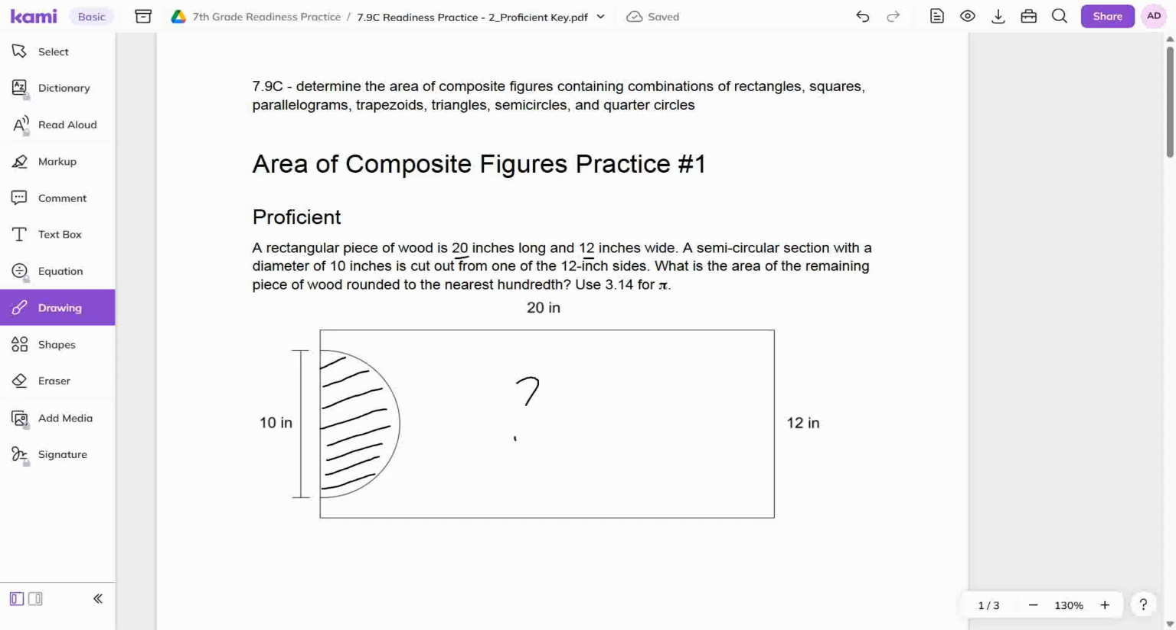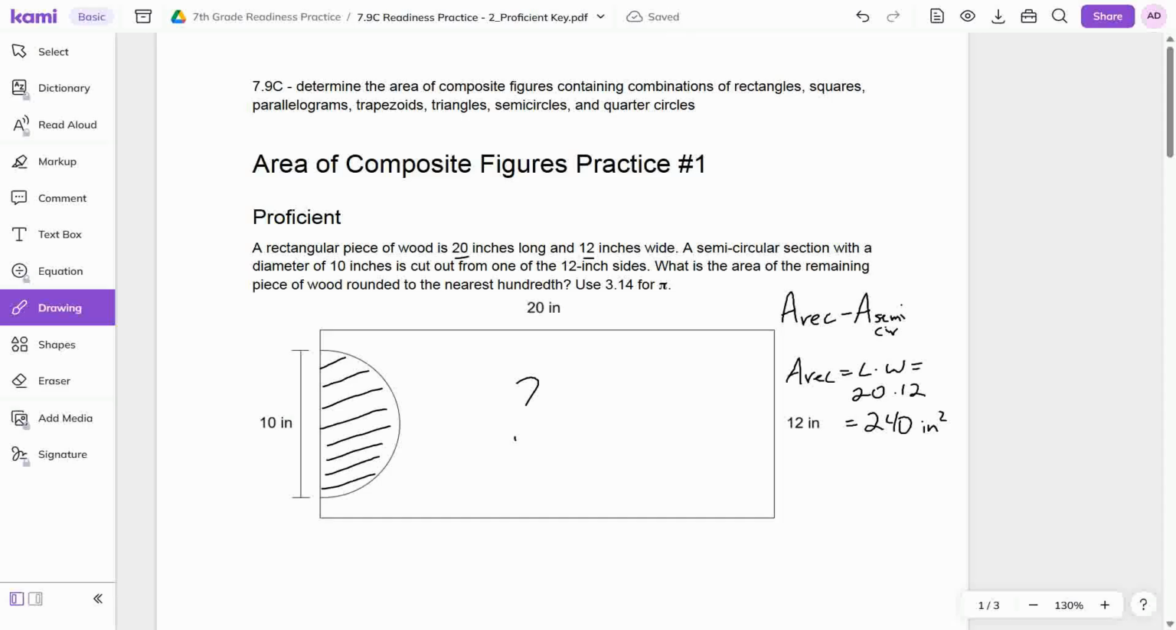So first, let's figure out how big the entire rectangle is. I'm going to figure out the area of the rectangle, and then if we subtract out the area of the semicircle, we're going to get the area that we're looking for, the remainder. The area of the rectangle is going to be pretty easy. Area of the rectangle equals length times width, so that equals 20 times 12, which equals 240 square inches. That was the easy part.